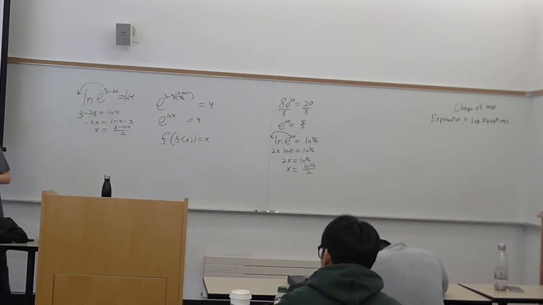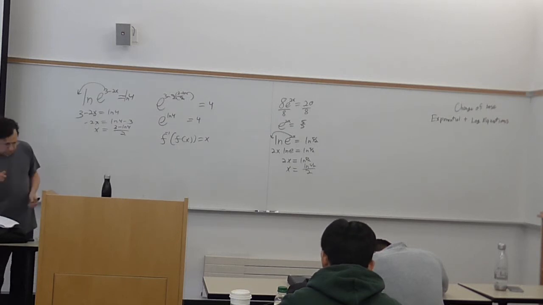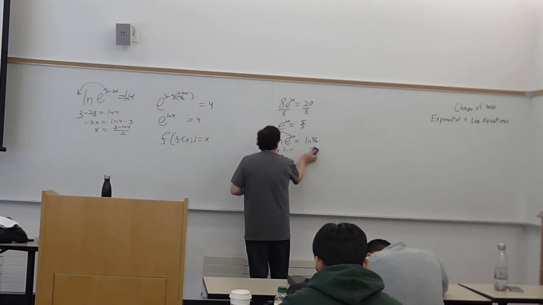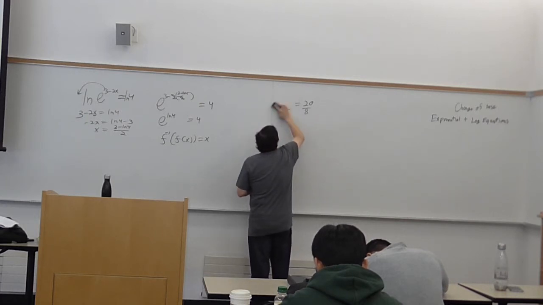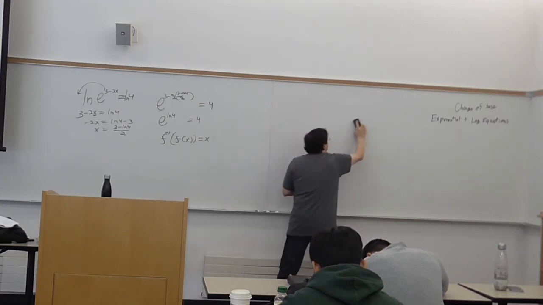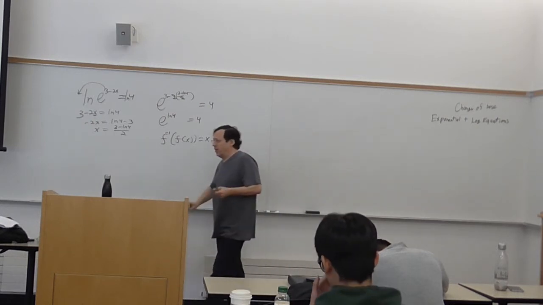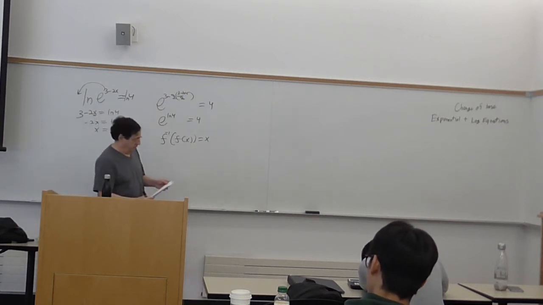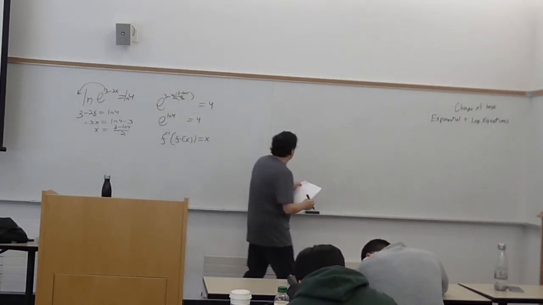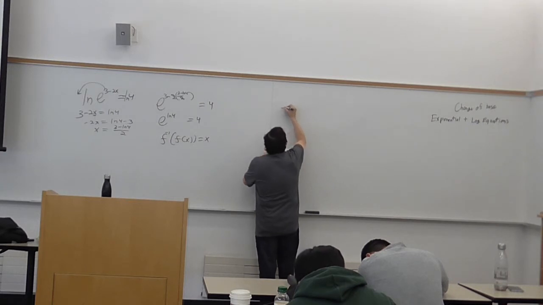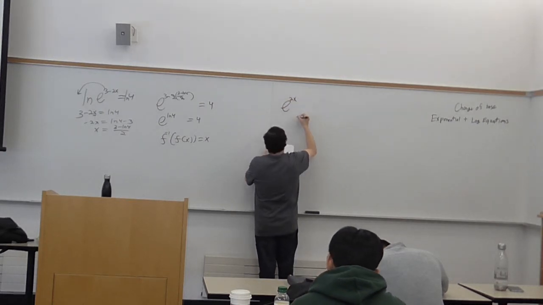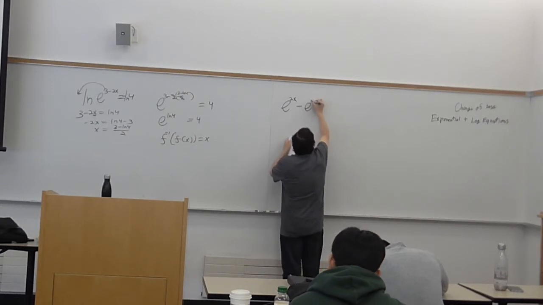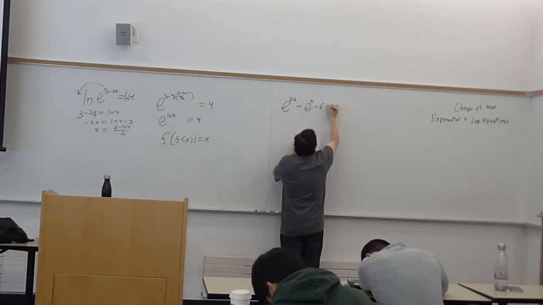Okay, let's do something hard. At least harder than we've seen so far. Now, I kind of like this problem because even though you've never seen anything like it, maybe, you've seen all the moving parts. e to the minus 2x minus e to the x minus 6 equals 0.